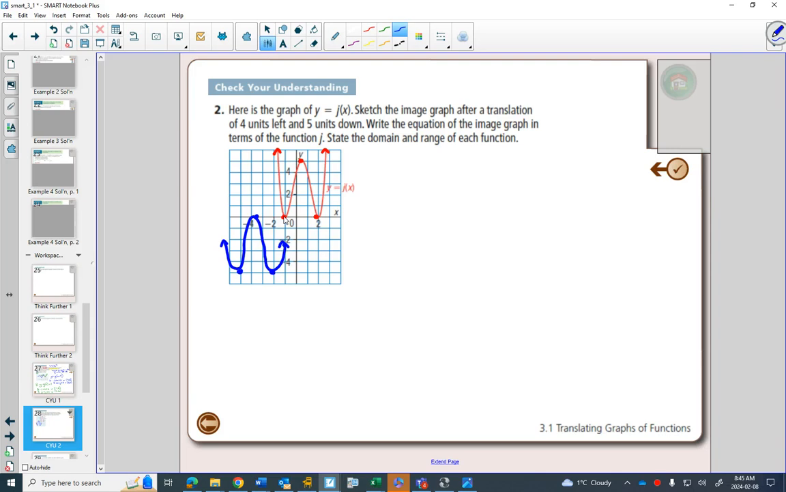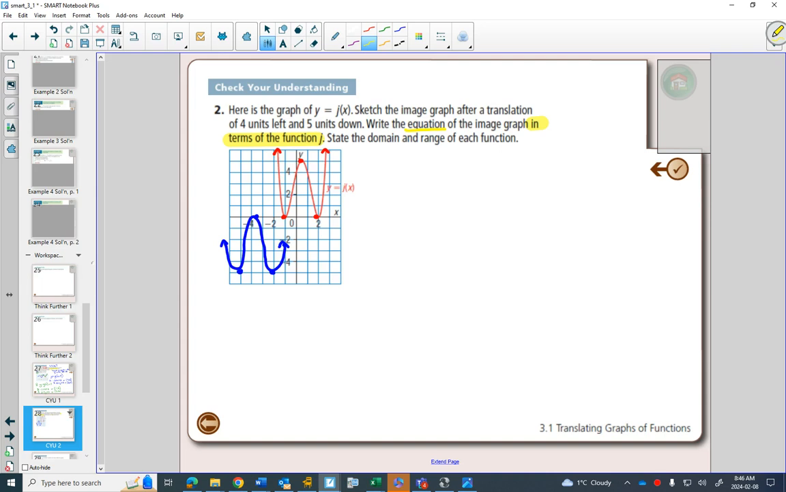Now it says to write the equation of the image graph. And again, we see this language for the second time, in terms of the function j. I highlight things that I know students forget what they mean. So first of all, I'm going to underline equation. Equation doesn't seem like a very hard word, but you're going to be amazed how many times I have to take off a half a mark because students decide not to write an equation. An equation has an equal sign, and it has something on both sides.